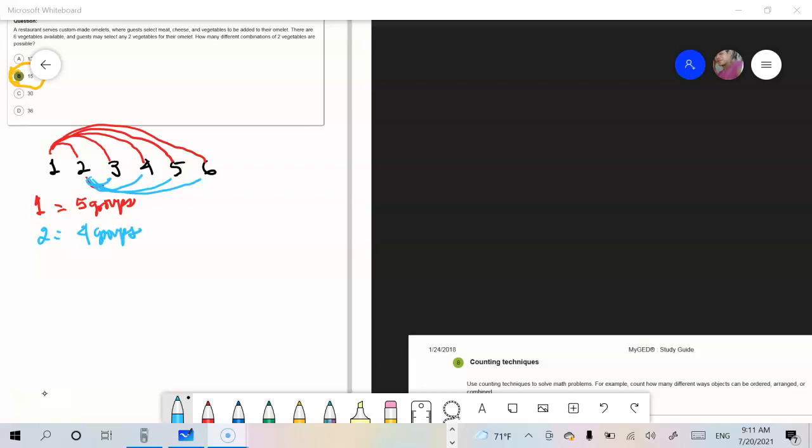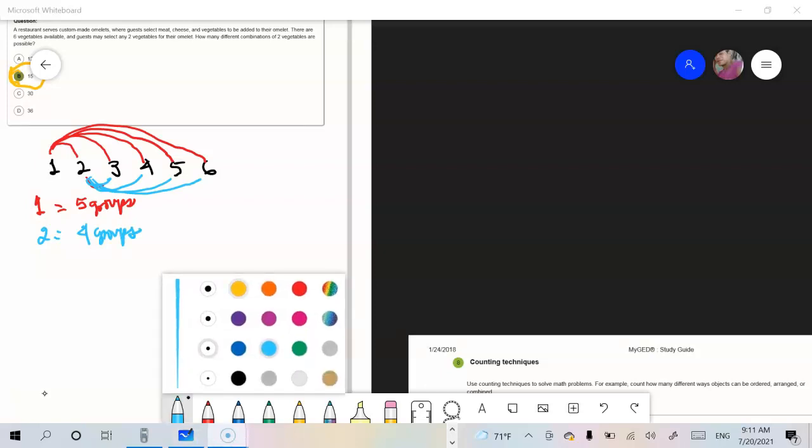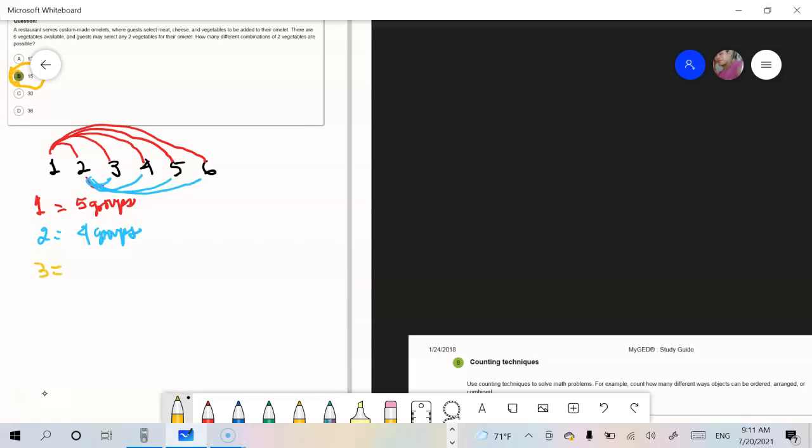Now I'm going to do number 3. Because 1 and 3 are already made and 2 and 3 are already made, I'm not going to combine 3 with 2 and 1. I'm going to start combining 3 with the numbers on the right. So I'm going to do 1 group, 2 groups, 3 groups. So I got 3 groups.